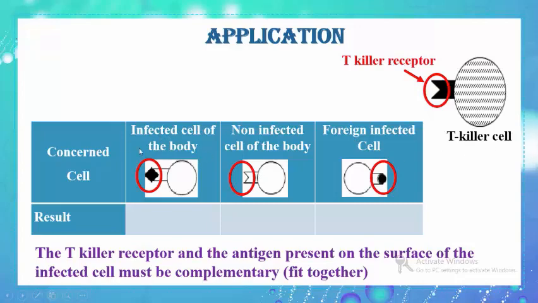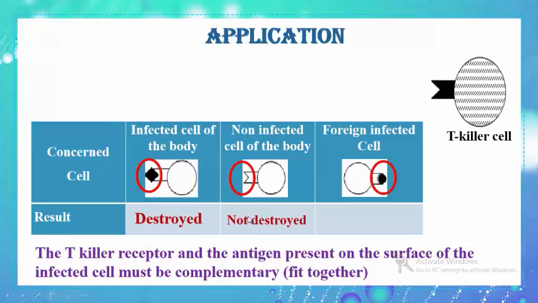We'll start with the first one. This infected cell presents on its membrane a triangular antigen. So there is complementarity between the T cell receptor and this antigen, which will cause them to bind together, and thus this infected cell will be destroyed. The second one is a non-infected cell. Because it's non-infected, there is nothing present on its membrane. Thus, nothing to fit with this T killer cell, so of course it will not be destroyed.